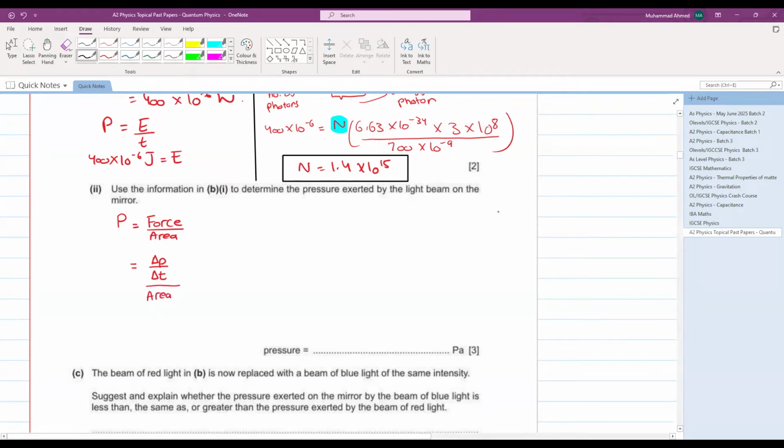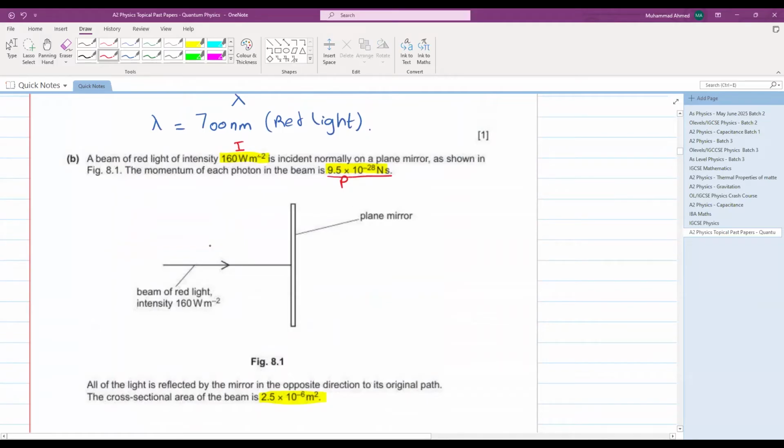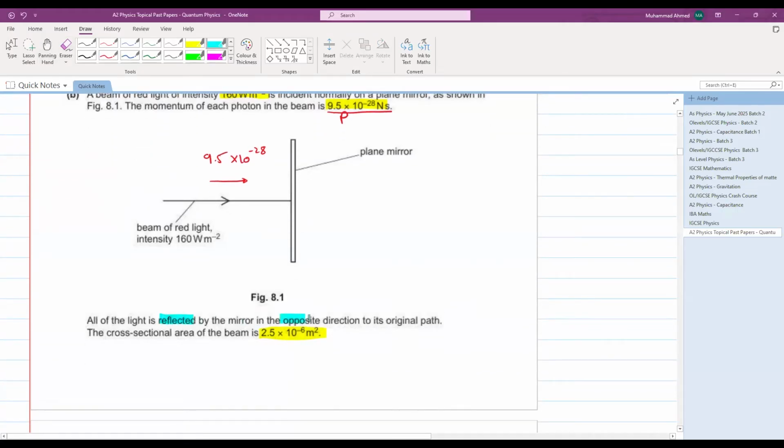Now, how can I calculate change in momentum? If you closely look here, the beam of light was carrying photons towards the right with a momentum of 9.5 into 10 to the power of minus 28. And if you see further, they are reflected back in the opposite direction, with the opposite direction momentum of the same value. The photons were hitting with a momentum of 9.5 into 10 to the power of minus 28 towards the right, and after hitting the plane mirror, they are reflected back with a momentum of 9.5 into 10 to the power of minus 28 towards the left.